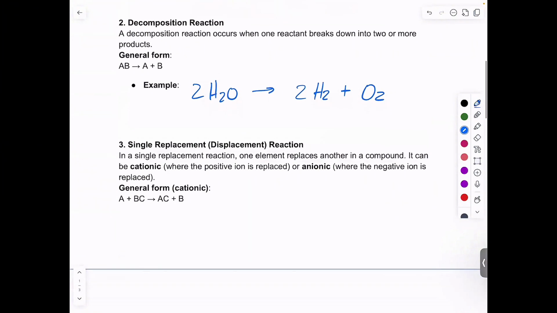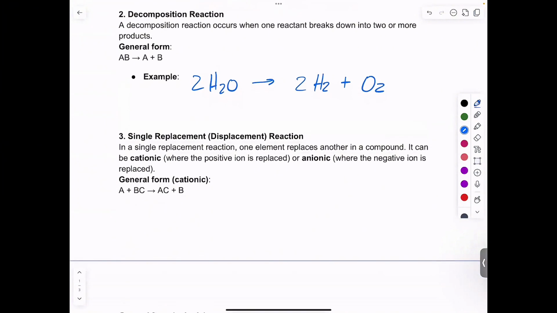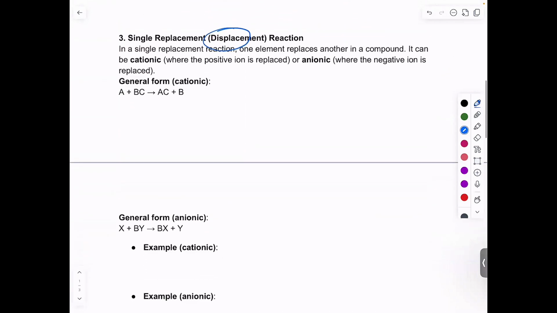Now we have what's called single replacement. The next stop would be, and it's typically 2 elements or an element in a compound, and we're just going to displace. That's the key part of this particular reaction type, that we're going to have a displacement. Someone's going to get moved over or kicked out of the picture, basically. So we have 2 types. We have cationic. We also have anionic.